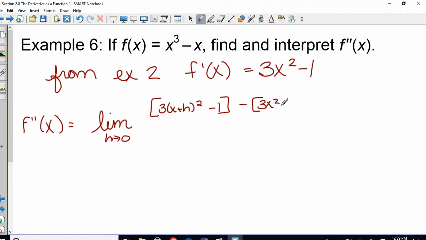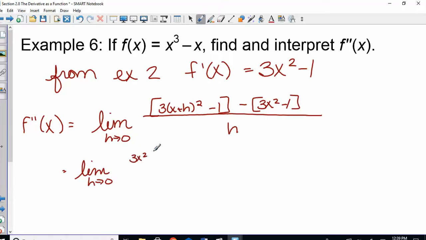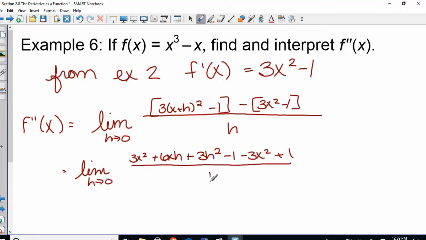Minus f of x over h. Can I square this and distribute my 3 at the same time? So it would be x squared, so 3x squared. 2xh times 3 is 6xh. h squared times 3 is 3h squared. Minus 1. Minus the 3x squared plus 1. All over h.